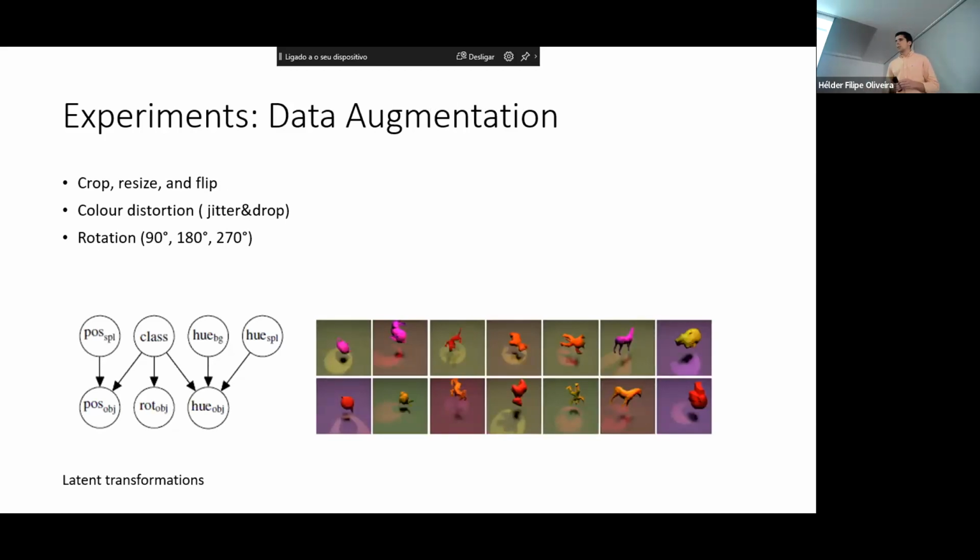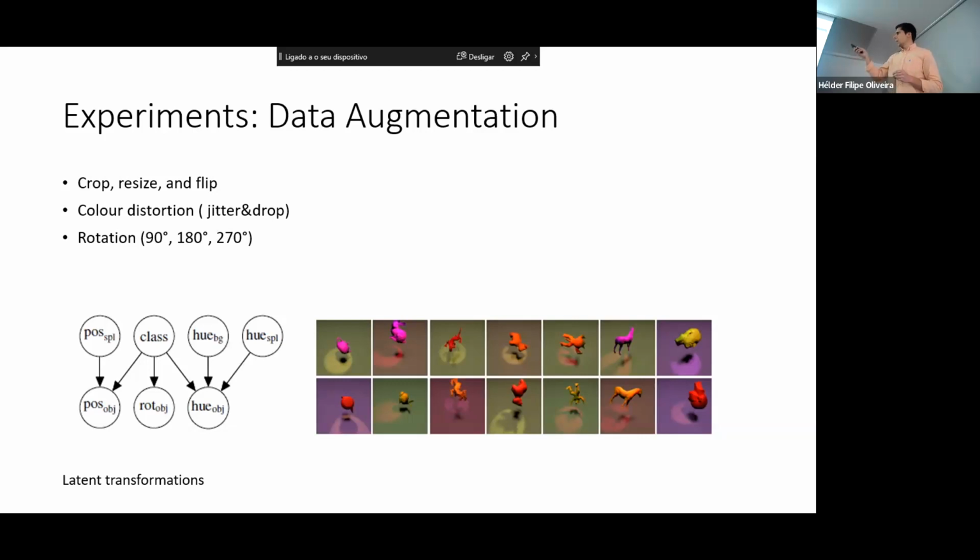As data augmentation, the authors do a controlled experiment setting where they vary types of data augmentations one at a time. The idea here is that we choose data augmentations that will only affect some specific features of our input image. We have crop, resize, and flip data augmentations that are focused on transforming the position of the object and also somewhat affect the rotation. And we also have color distortions and rotation.